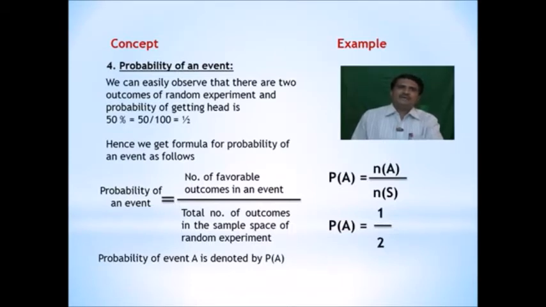Probability of getting head is 1 by 2, which can be found by a formula of probability of event. That formula is: probability of an event is equal to number of favorable outcomes in an event upon total number of outcomes in the sample space of the random experiment. Probability of event A is denoted by P of A. For the event of getting head, probability of A is equal to N of A upon N of S. N of A is 1 and N of S is 2. So probability of event A is 1 by 2.